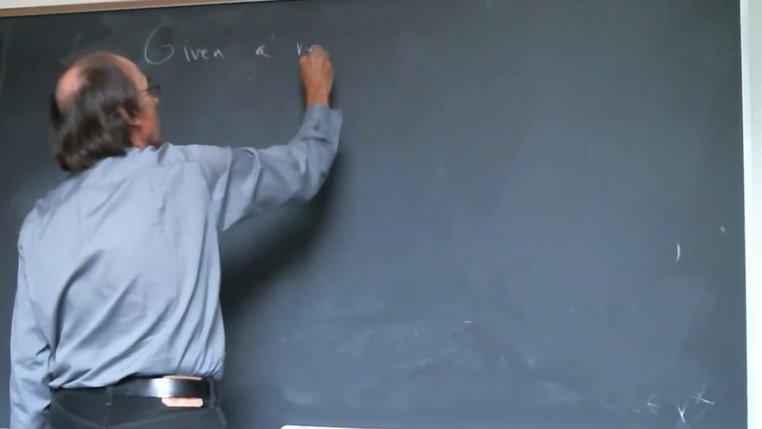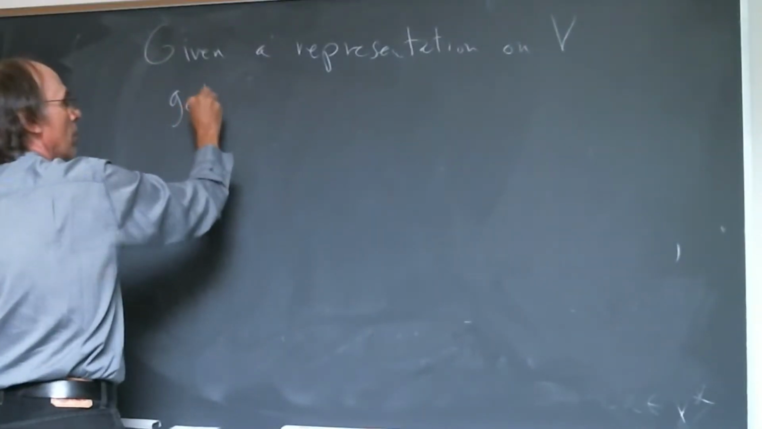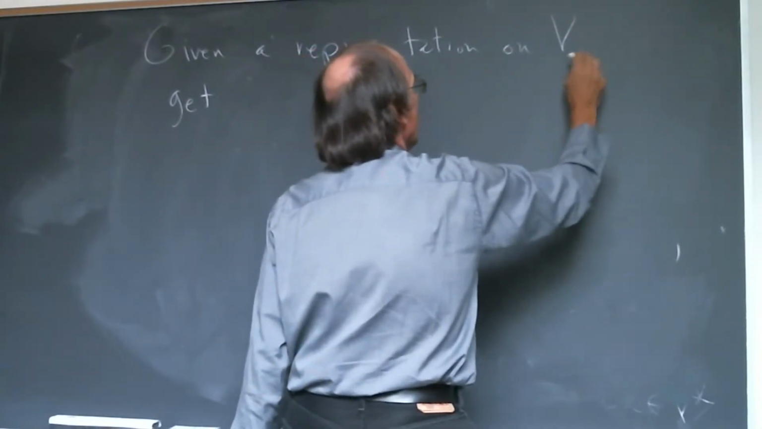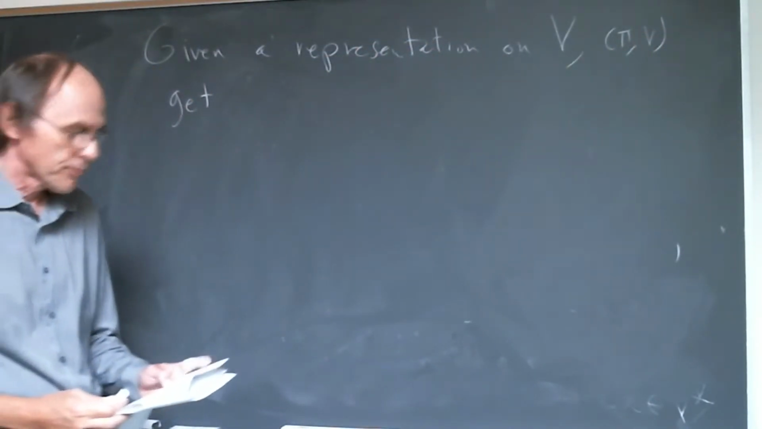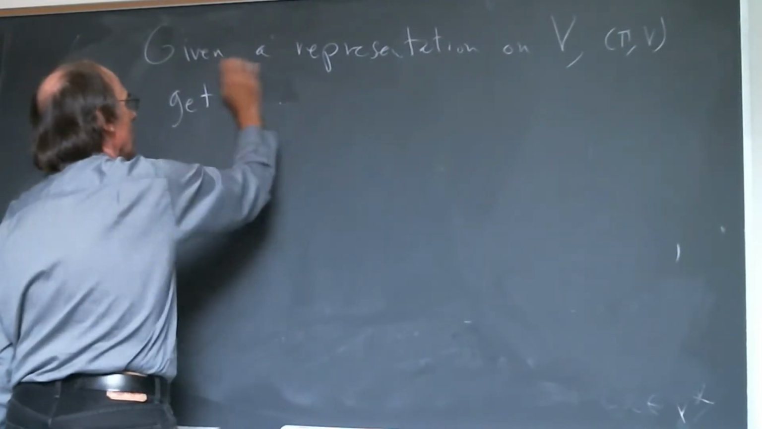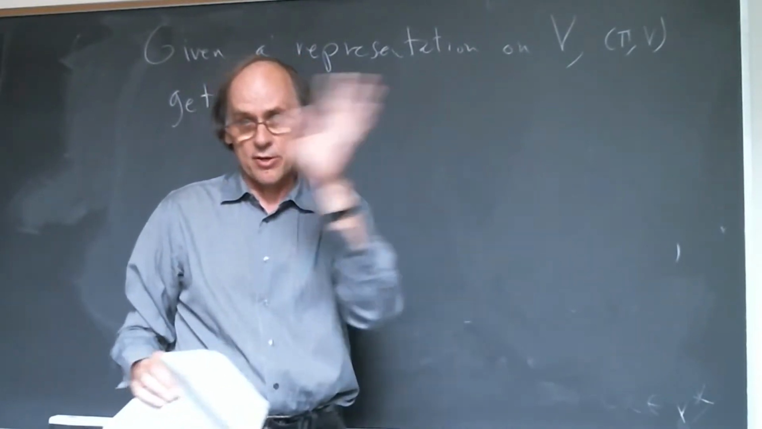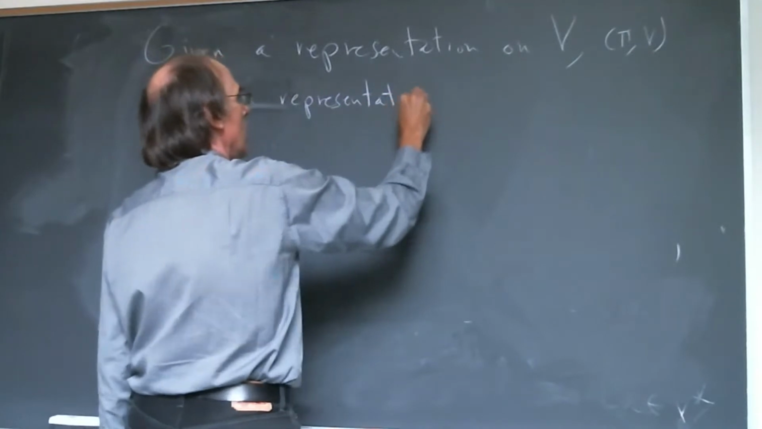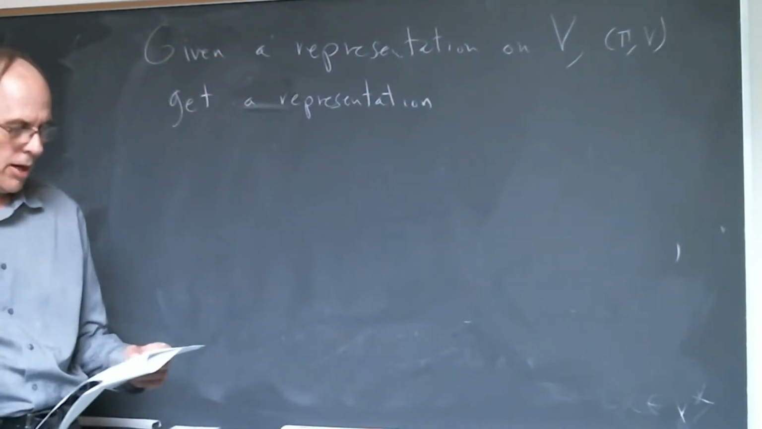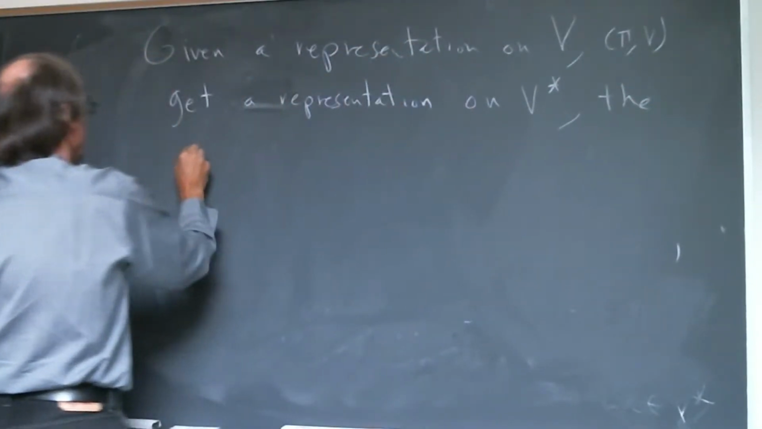Given a representation pi on V, you get, right now I'm keeping the vector space and its dual kind of separate, two different spaces, but you get a representation on V star. And this is going to be called the dual representation.